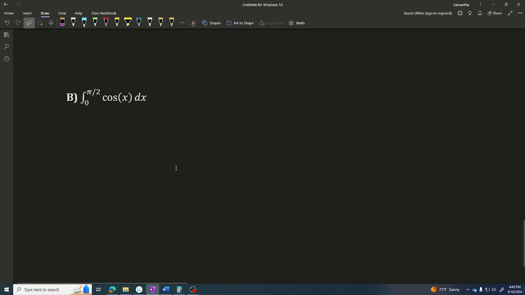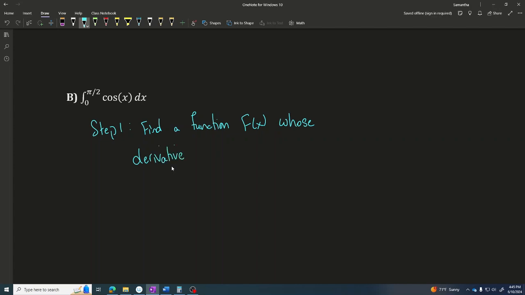So step number 1, I have to find a function which we call capital F of x, and that function has to satisfy the property that if you take the derivative of capital F, the result of that derivative is going to be equal to cosine. So what do you think? Can you think of any function where if you take its derivative, the result of that derivative is cosine?